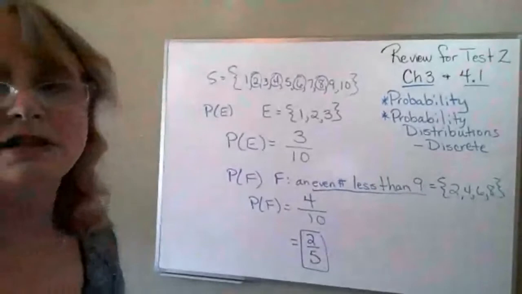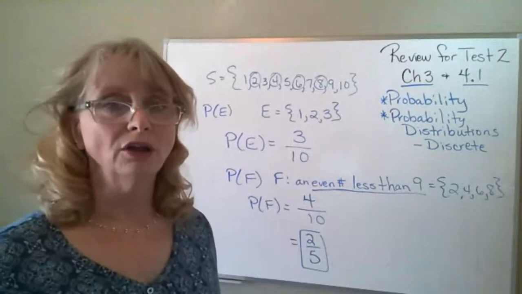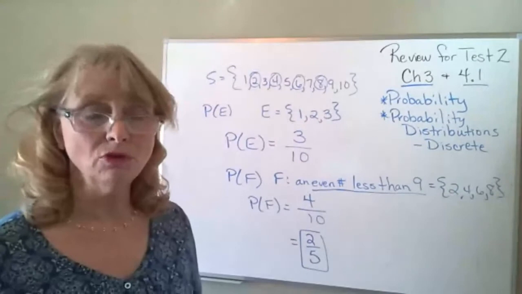Then question number 6 says two events that have no outcomes in common are called blank events. When they have no outcomes in common, they are called mutually exclusive events. That was a definition that we talked about. Mutually exclusive events are events that do not have any outcomes in common.